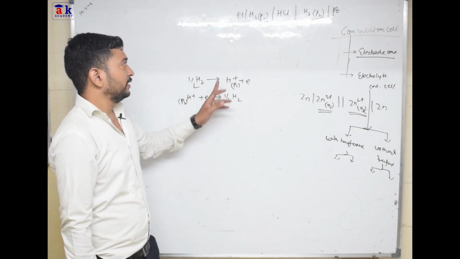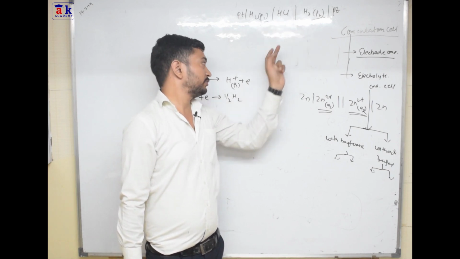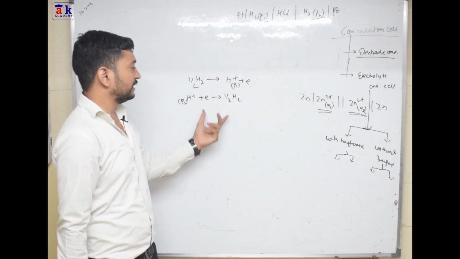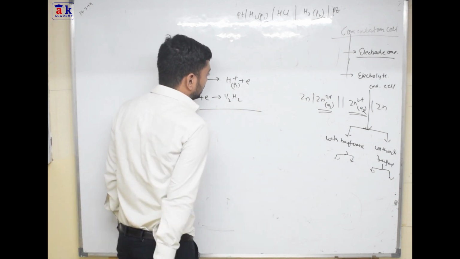Getting my point? On the left hand side there will be oxidation, so here we have the oxidation reaction, and on the right hand side we will have reduction, so here we have the reduction reaction. So now let's see what will be the final equation.